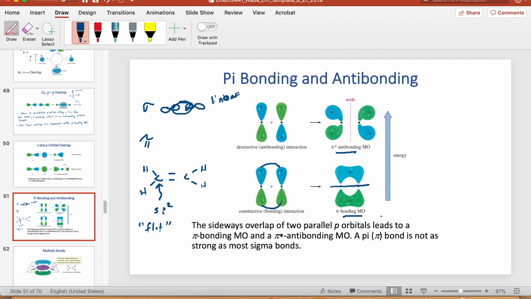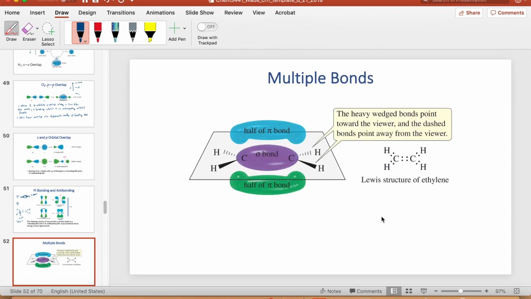So let's take a look at this. I'll go to the next slide and show you what ethene looks like. So you can see that we have our pi bond. Now notice we still have a sigma bond that's here. We have a sigma bond and a pi bond, and we have part of it that's up top and part of it that's on the bottom.